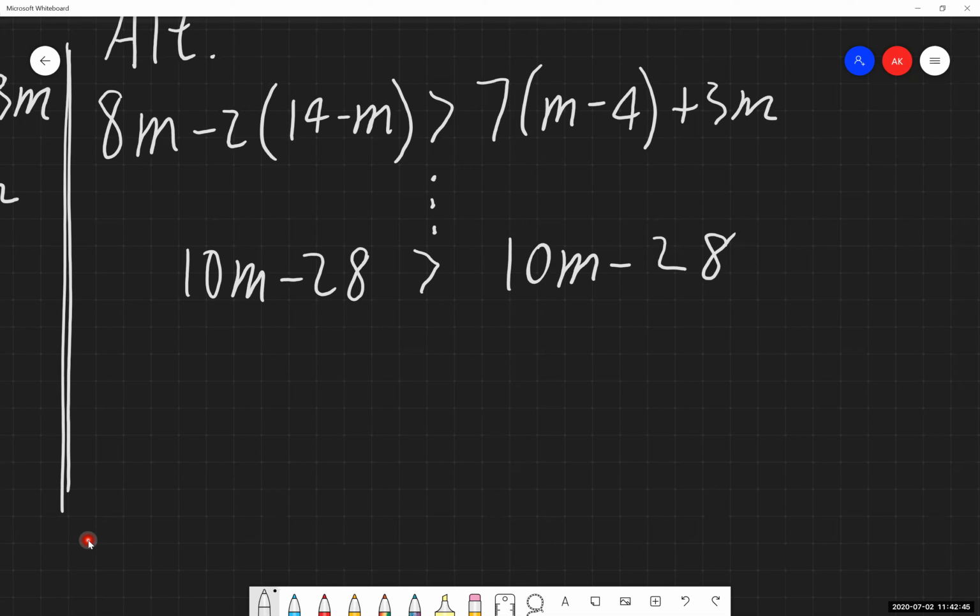It's kind of a weird way of asking that. Where is 10m minus 28 greater than itself? Think on it a little bit and say, okay, well, it's always equal to itself. So how can it be greater than itself? And exactly. So when we have something like this showing up, there is actually no solution to this. It's impossible to find an answer to this thing.